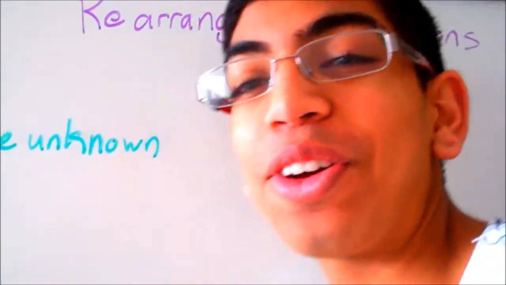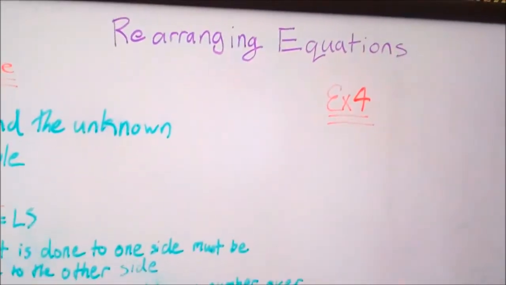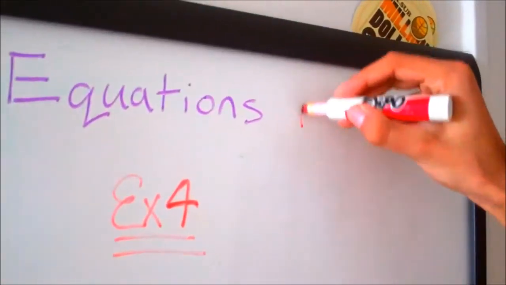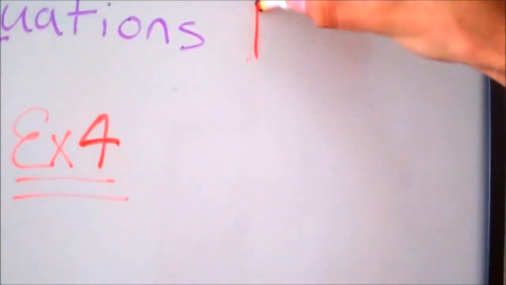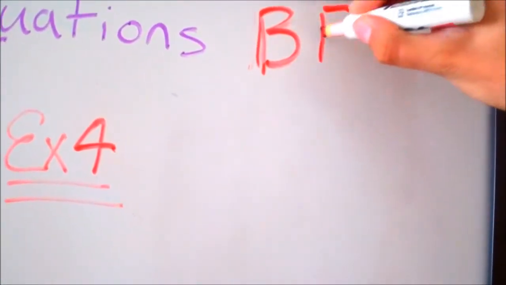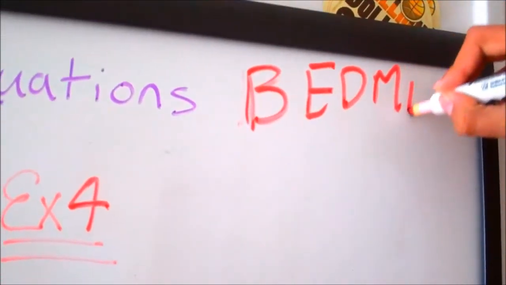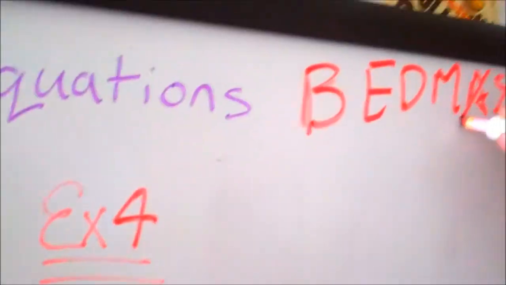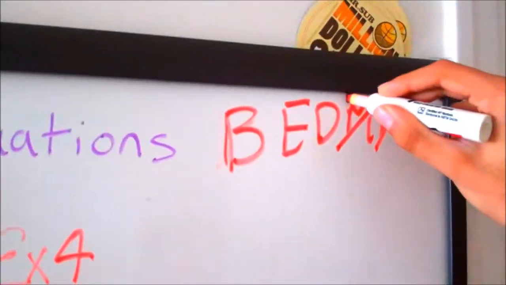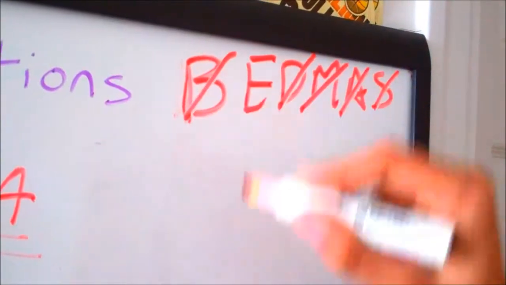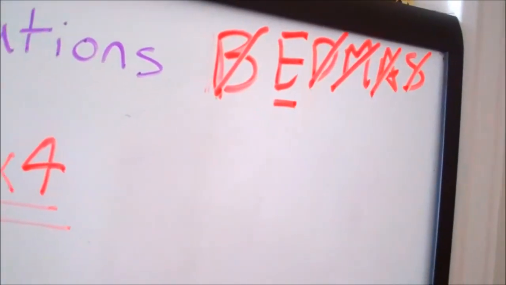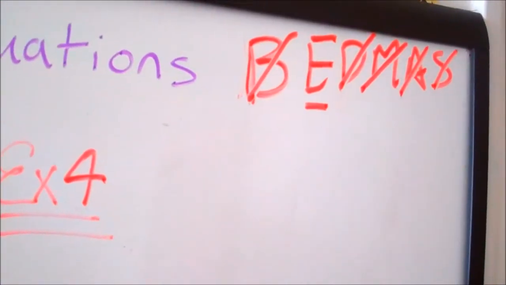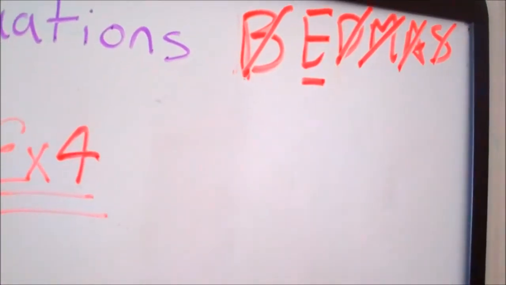Hello, and welcome to rearranging equations, example number 4. Now, out of all of the possible functions that we could get to in BEDMAS, we have done subtraction, addition, multiplication, division, and brackets. All that we have left is exponents. So, how would you solve for exponents?